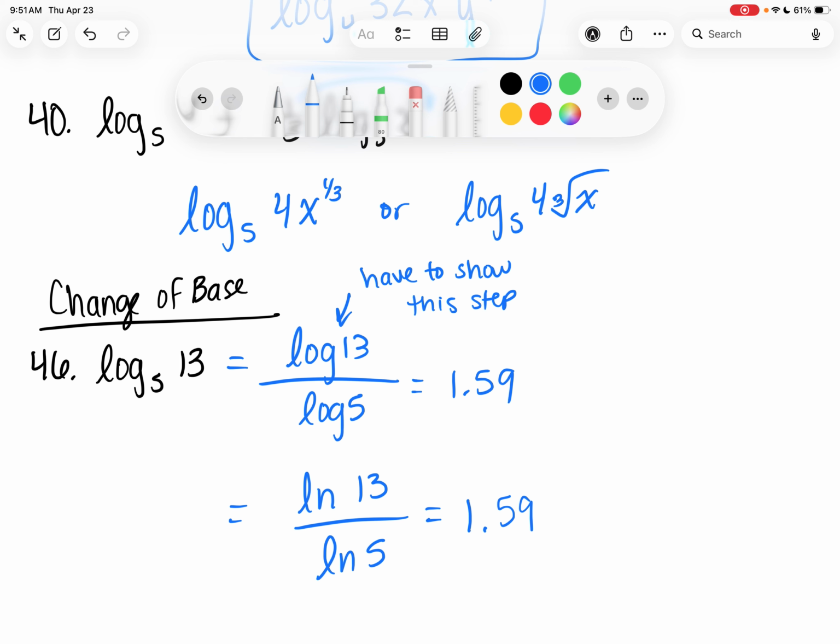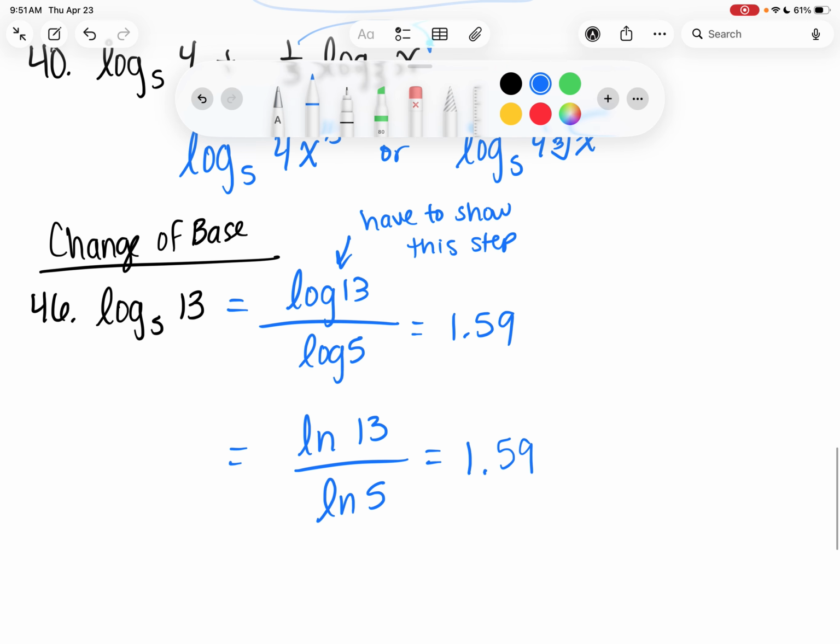It's just a formula that somebody came up with that works. I could change this to log base 3 of 13 over log base 3 of 5, and I would also get the same thing. I just would never do that unless it told me I had to change it to a certain base, because that's just excessive.